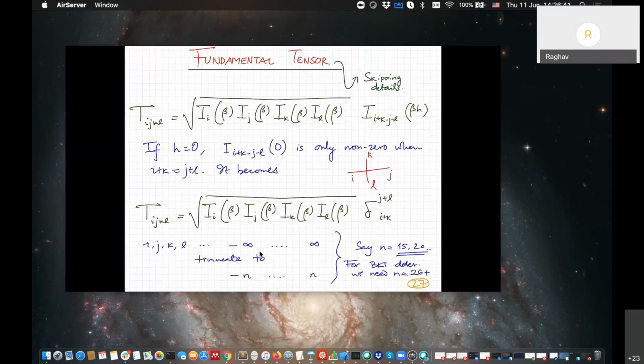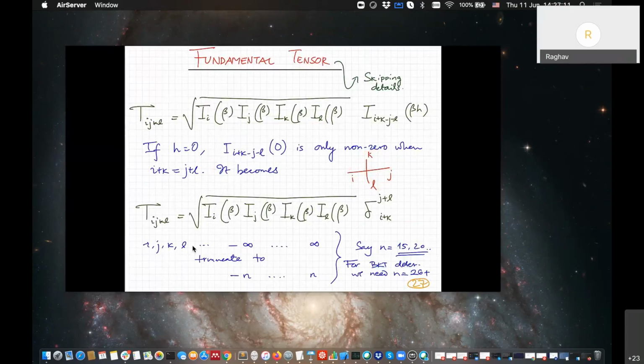What do I mean by same? I mean these indices are running from 1 to t. When the index numbering of this plus this is equal to this plus this, it will contribute 1, otherwise it will be 0. I'll show you in the code how that works. If it is 0, it's just a delta function as written here. So it's delta i plus k, j plus l, and this is the h equal to 0 limit.